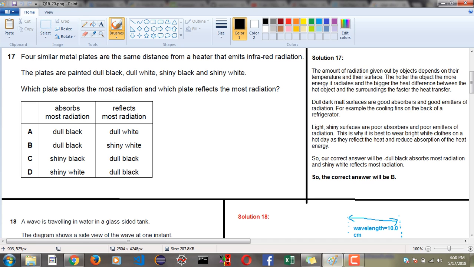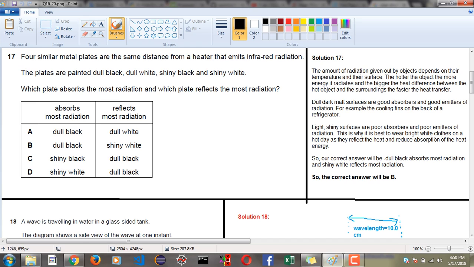Now actually what happens, the dull blacks are good absorbers and good emitters of radiation. For example, the cooling fins on the back of a refrigerator are painted black. Now light or shiny surfaces are poor absorbers and poor emitters of radiation. That's why many surfaces are painted light or shiny for reflecting the light or the heat radiation.